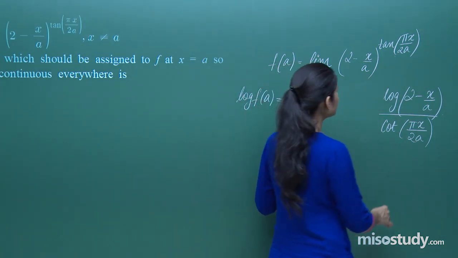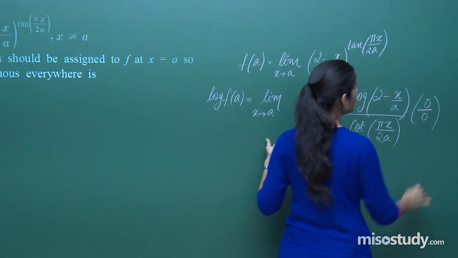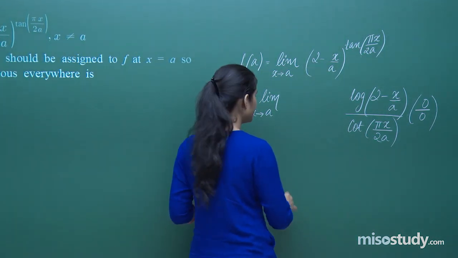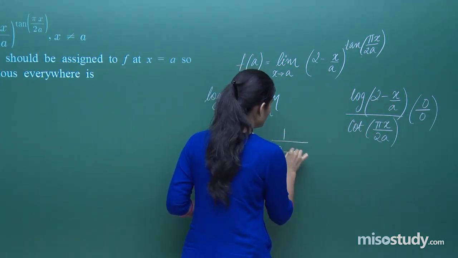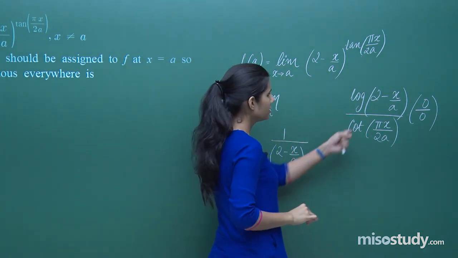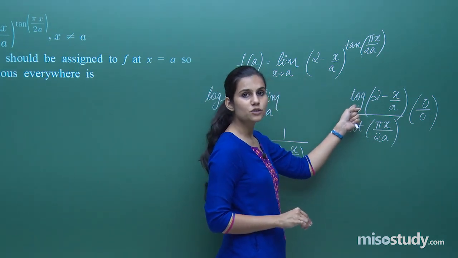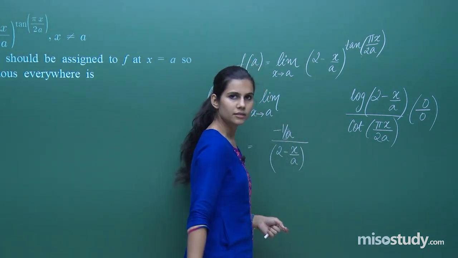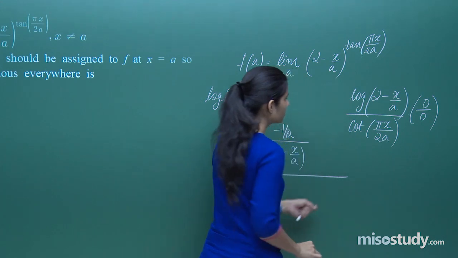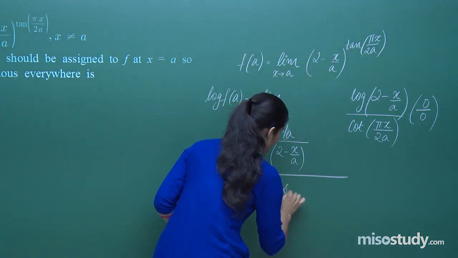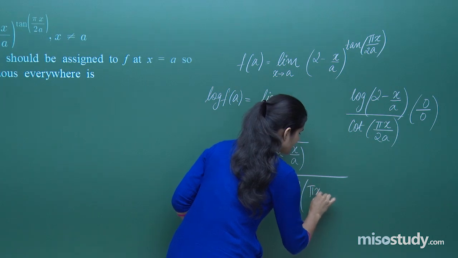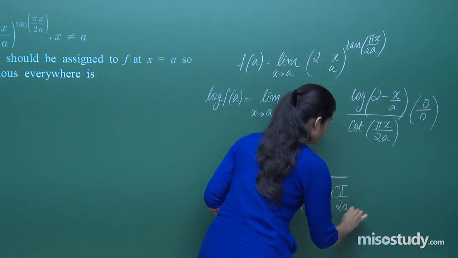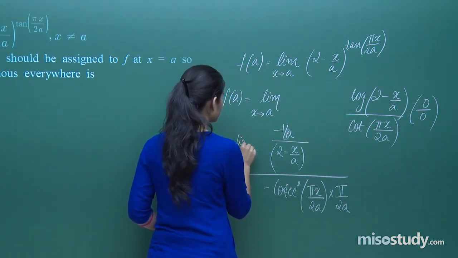Now over here you can very easily see that this is of the form 0 by 0. So I will be applying the L'Hopital rule. When I differentiate the numerator and the denominator, what is it that I get? I get 1 upon 2 minus x upon a into d by dx of 2 minus x upon a, which is minus 1 upon a. So this is minus 1 upon a whole upon, what is this? This is minus cosec square pi x upon 2a into d by dx of pi x upon 2a, which is pi by 2a. And over here you basically have the limit.